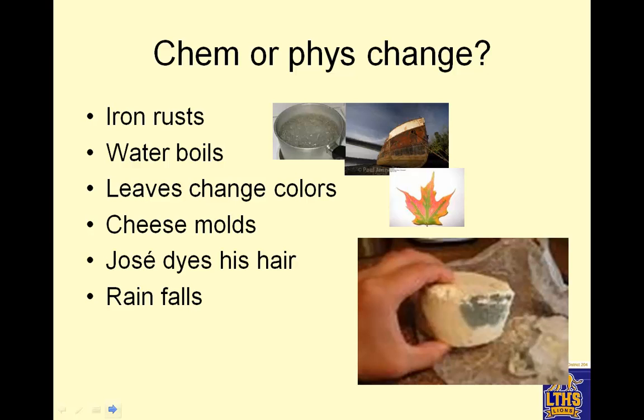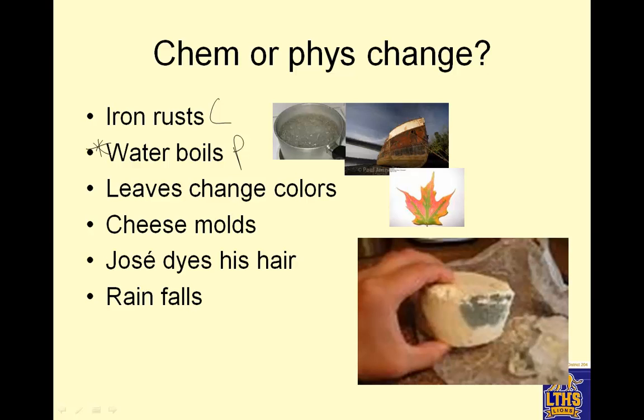So let's do some samples. Chemical change or physical change? Iron rust. Hey, iron changed color. Rust is different from iron. That's a chemical change. Water boils. I start with liquid water. I end with gaseous water. It's still water, even though a gas formed. That's my tricky star question. Ooh, boiling's a physical change.